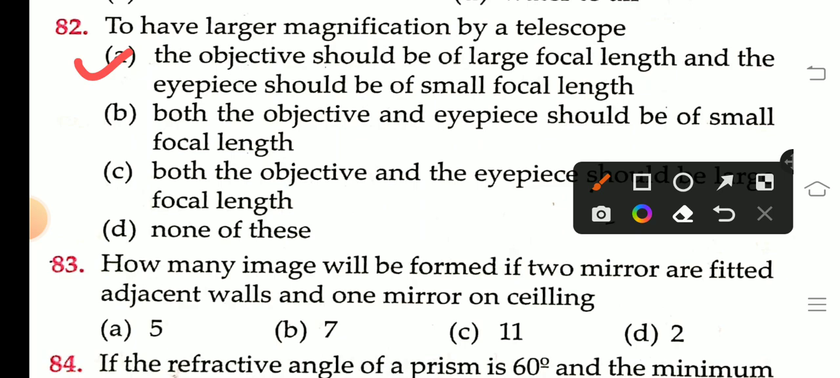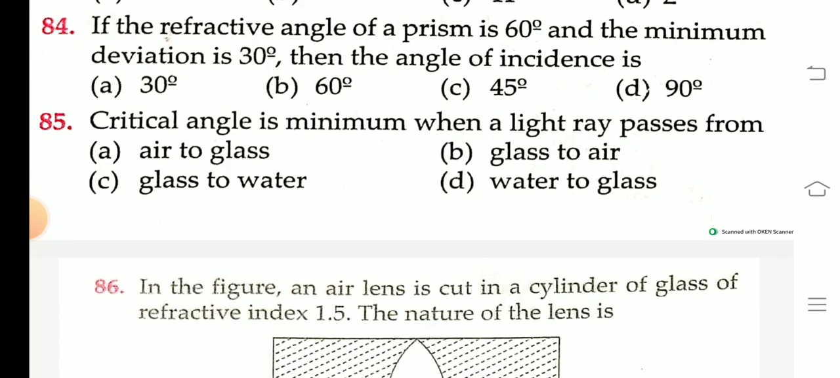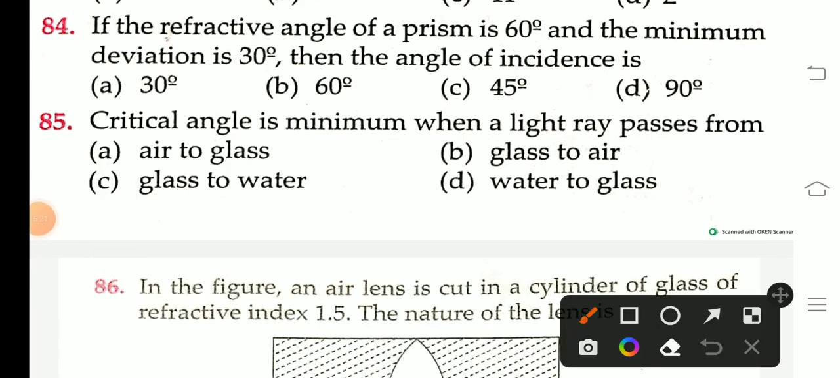Next, how many images will be formed if two mirrors are fitted on adjacent walls and one mirror on the ceiling? Right answer will be option B, 7. Next, if the refracting angle of a prism is 60 degree, then the minimum deviation is 30 degree. Then the angle of incidence is, right answer will be option C, sorry, C, 45 degree.